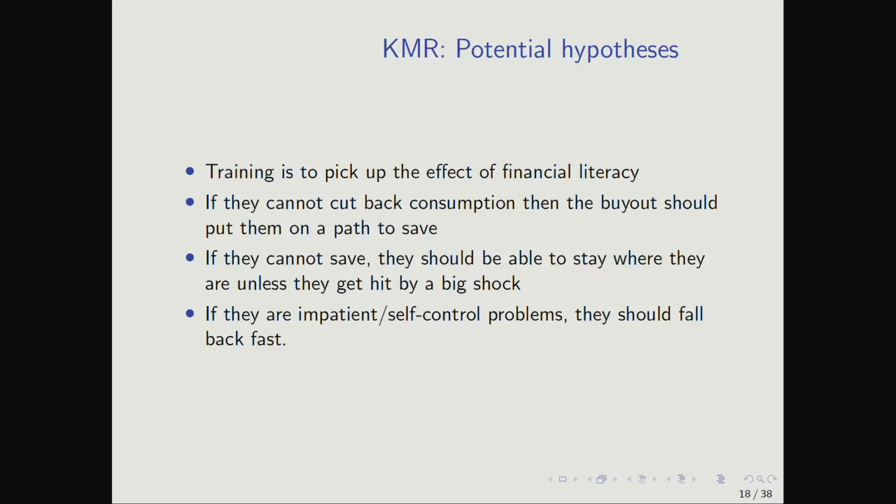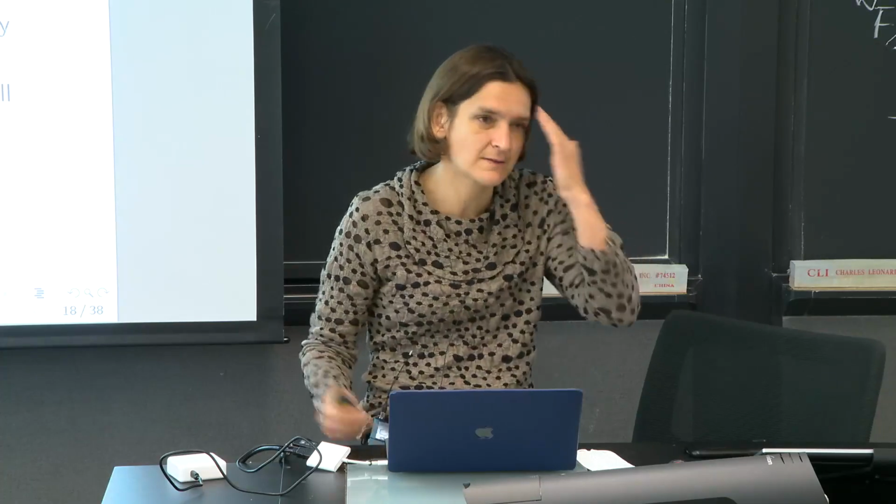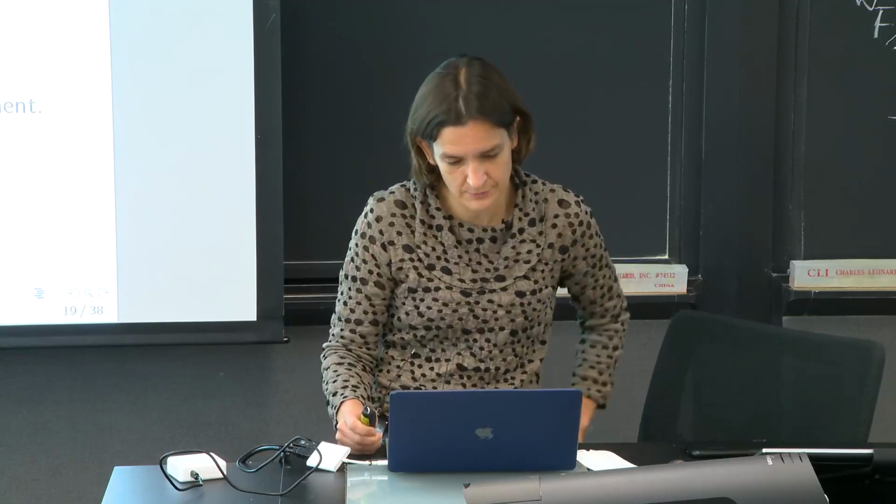If you can't cut back consumption, then because of the Stone-Geary utility function, the one-time buyout should put you on a path to save. And even if you can't save, you should be able to stay where you are unless you get hit by a shock, in which case you kind of restart from scratch. If they are impatient or if they have self-control issues, then you should fall back fast. So that's kind of how we can interpret these 2 treatments.